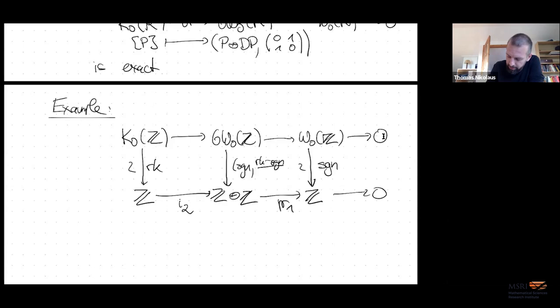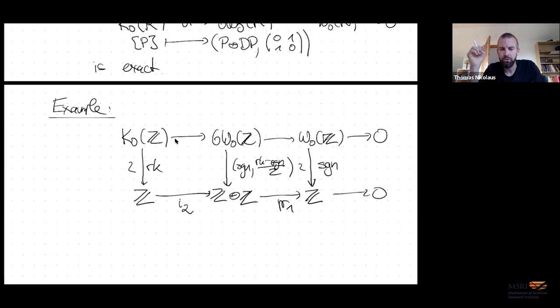So in fact, there's a little lemma, namely that if you have a unimodular form over the integers, then rank minus signature is divisible by two. And then you see this diagram actually commutes, and that is how it looks. And in fact, it's not entirely trivial to prove that the Grothendieck-Witt group of the integers is equivalent to Z plus Z, given by rank and signature.